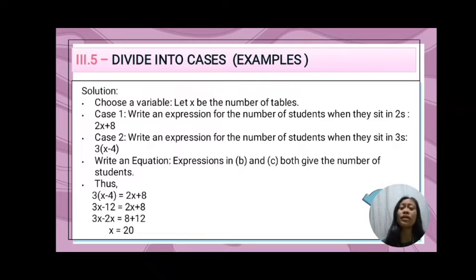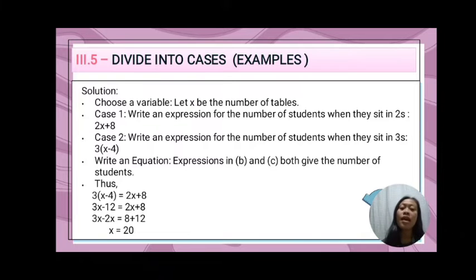So, case 2, mag-write din tayo ng expression which is the number of students when they sit in threes or by threes. So, 3 times x minus 4. Pwede din 3x minus 4 yan. Kasi yung left empty ay 4. So, expressions in B and C both give the number of students.